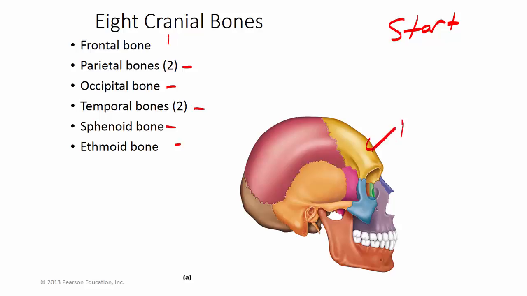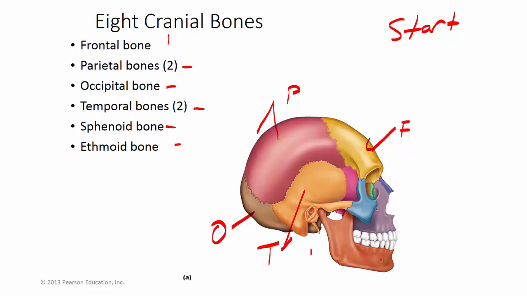This is your frontal bone. Okay, you have 1 of those. This is your parietal bone, and then there's 1 on the other side. Okay, this is your occipital bone. This one is your temporal bone, and there's 1 on the other side as well.